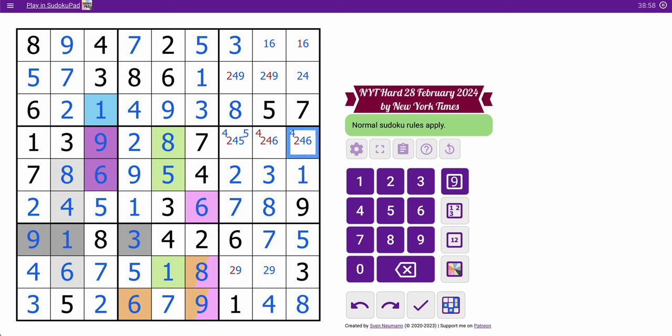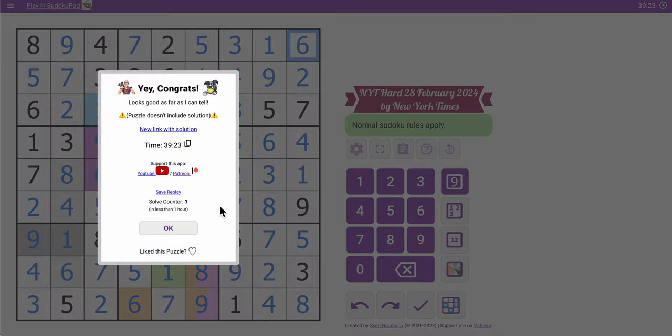6 makes that 1. This isn't 2 or 4, that's 6. That's 4, that's 5. 4 makes this 2. And this is 2 and 4 looking up at it, so 9. 2, 9. This cell must be a 4 to complete column 7. 1, 6. Wow, that was ugly.